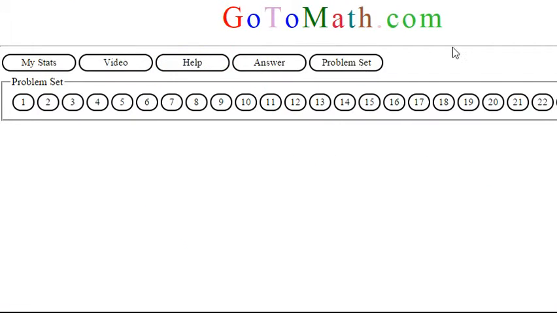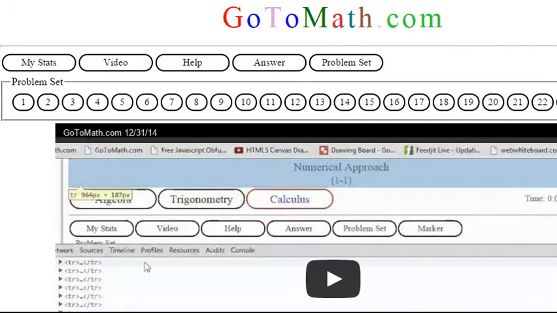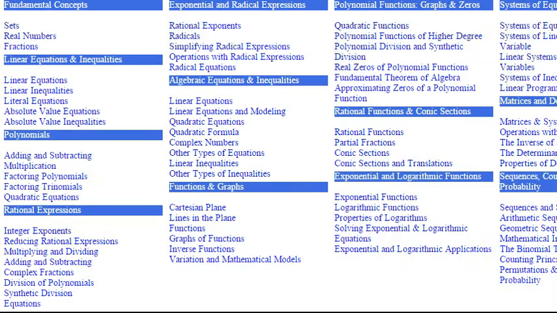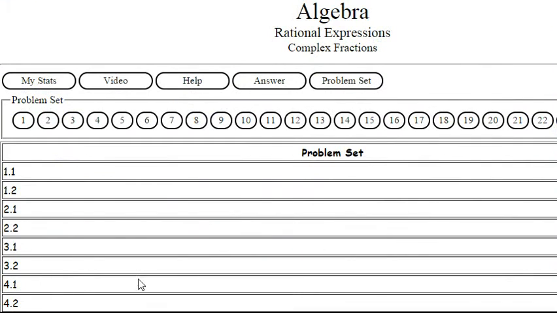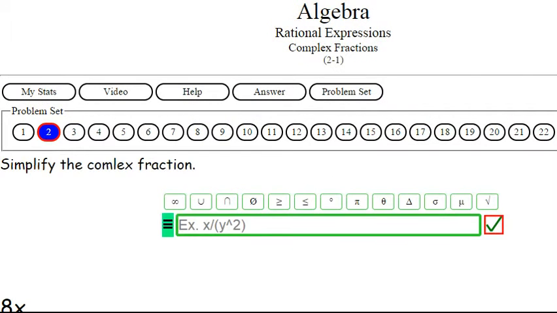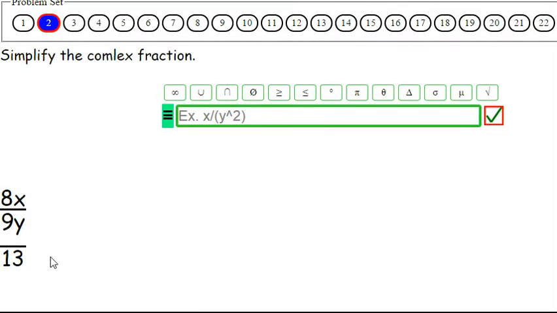Alright, so over here, go-to-math.com. We're going to complex fractions. See you in the next problem. Okay, we're over here, go-to-math.com. Click on the algebra, go down to complex fractions. We're looking at 2.1.